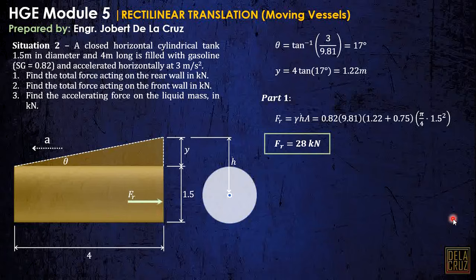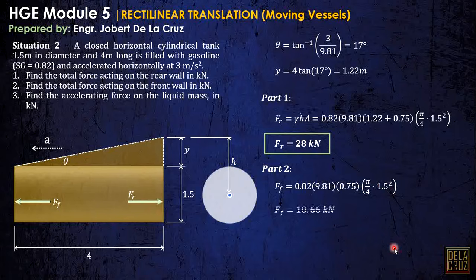Okay? Part 2 naman, the total force acting on the front wall. So, dito siya. How can we solve that? The same pa rin: gamma bar H area. Walang problema sa bar H natin dito since yung water surface natin, imaginary water surface, is andito lang. So, gamma is 0.82 times 9.81. Bar H here should be half lang ng diameter or 0.75, times the projected area, the same projected area, and it will give us 10.66 kilonewtons.